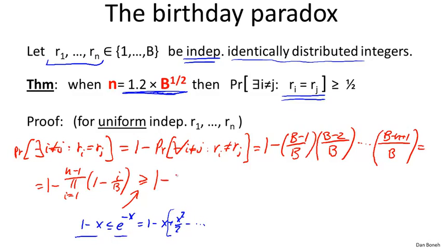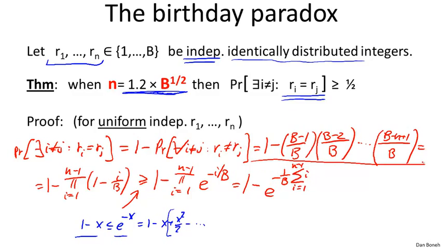We get that this is greater than 1 minus the product for i from 1 to n minus 1 of e to the minus i over b. I simply plugged in x equals i over b for each one of those terms. Now the nice thing about exponentials is that when we multiply them, the exponents add. As a result, this is simply equal to 1 minus e to the power of minus 1 over b, which I took out of the parentheses, times the sum for i from 1 to n minus 1 of i. So we're left with a simple sum from 1 to n minus 1.